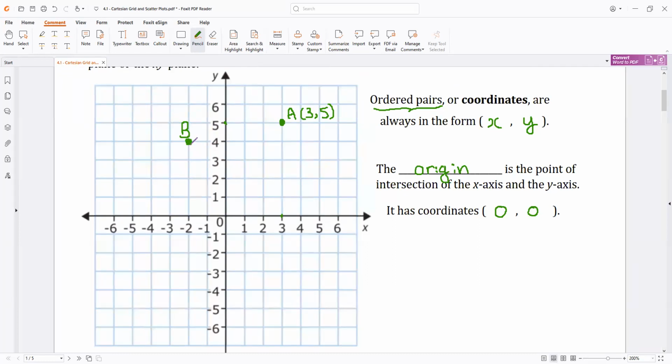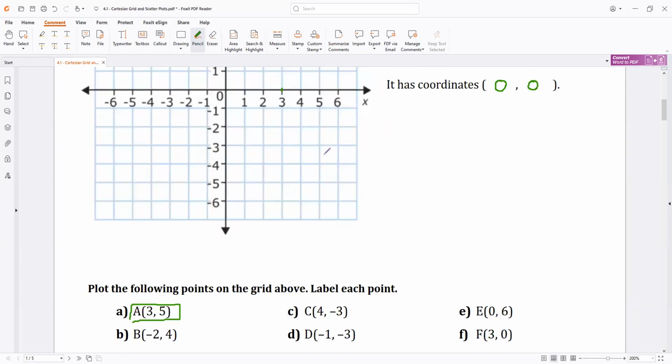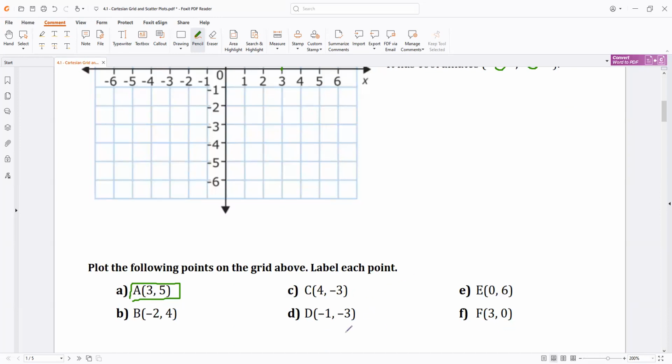There you go. If the substitute could pause the video and give the students a chance, just a quick minute, to try and label all four of these based on x and y, that would be great. So let's pause the video.